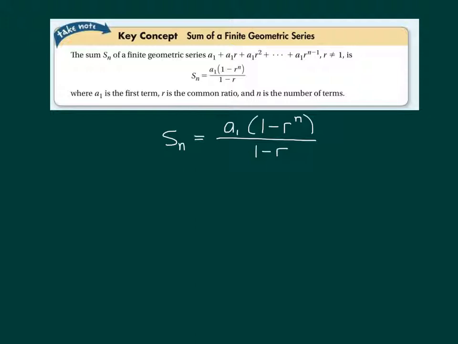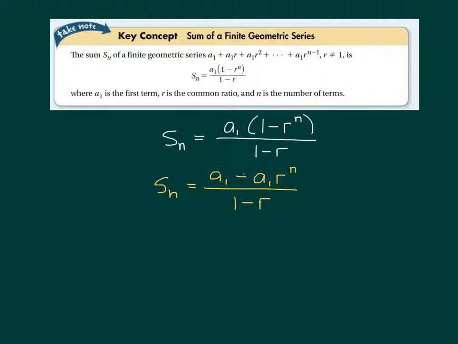You could use that, or there's a different form we could use that comes about if we distribute the a1 through on top. We get a1 minus a1 r to the n all over 1 minus r. It depends on what information you're given.